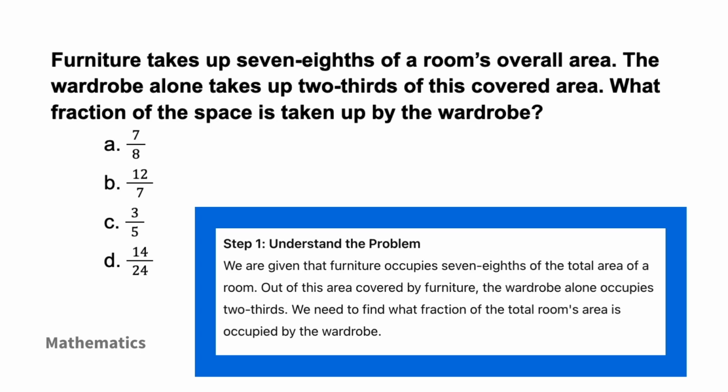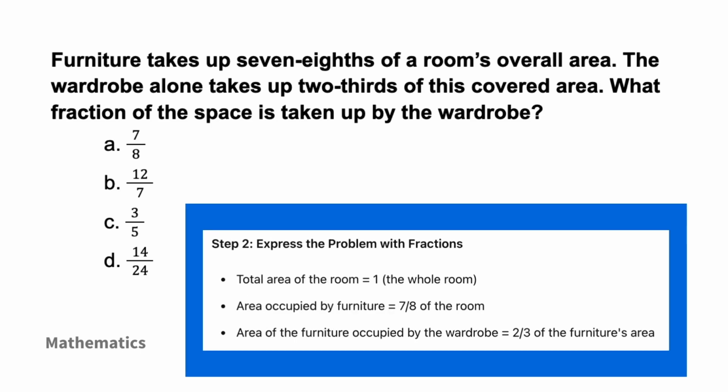Now that we understand the problem, we're going to move to step number 2, which is to express the problem with fractions. Total area of the room is 1 for one whole room. Area occupied by the furniture is 7/8 of the room, and the area of the furniture occupied by the wardrobe is 2/3 of the furniture's area.